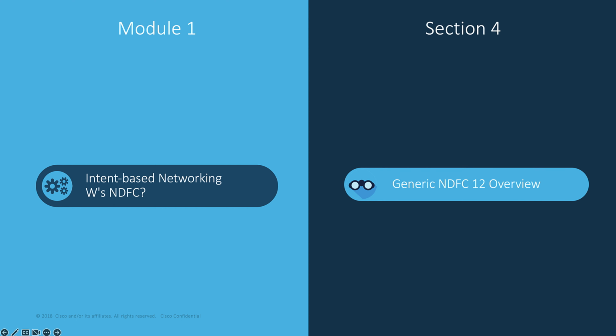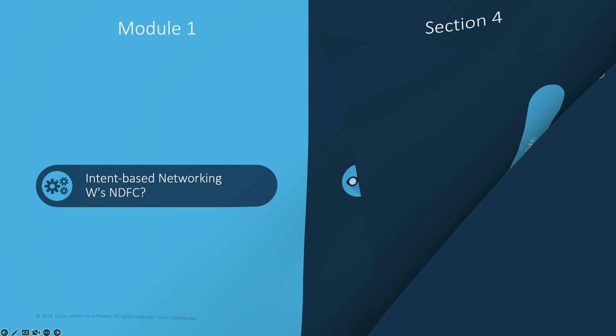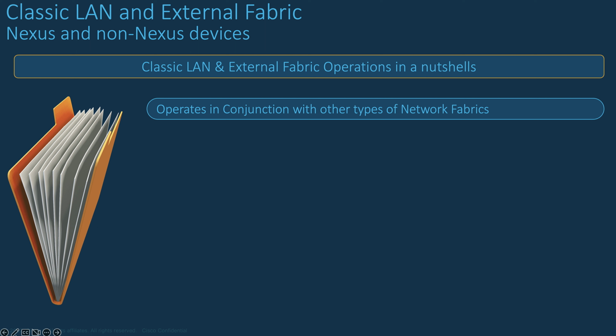This is the last section of module 1 that will give you a generic overview of NDFC 12 before we cover each function in more depth during the next series of modules and sections. In a nutshell, NDFC offers a number of functions for classic LAN and what we call the external fabric.